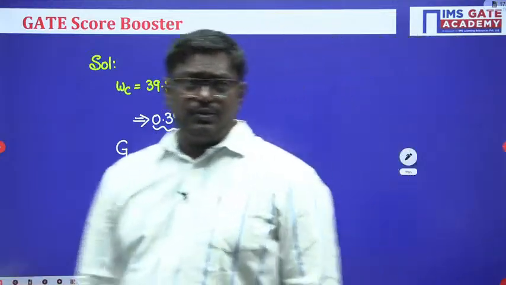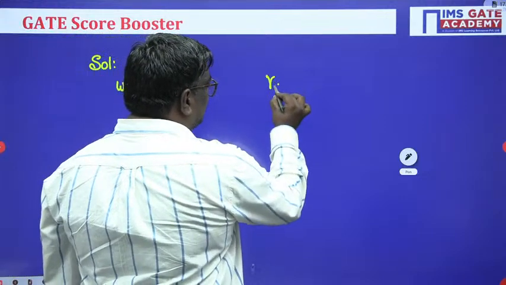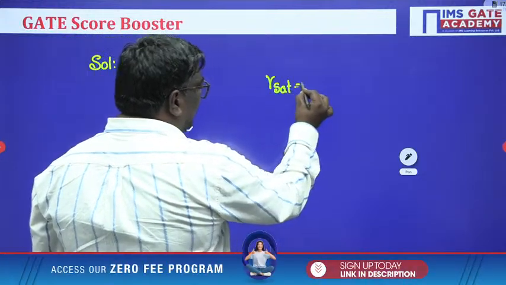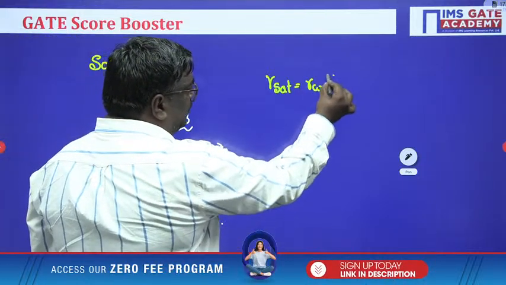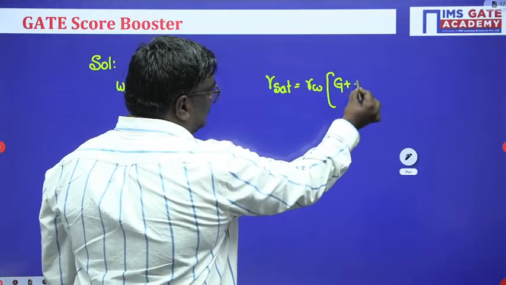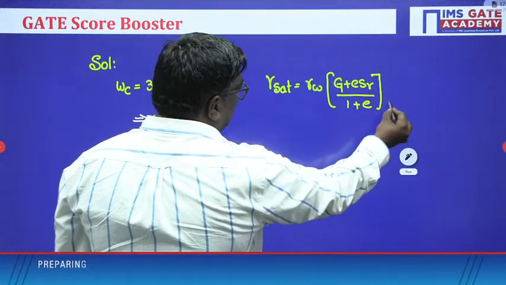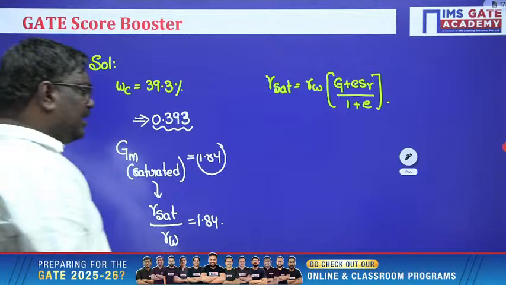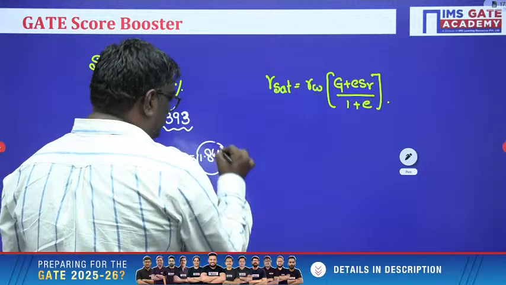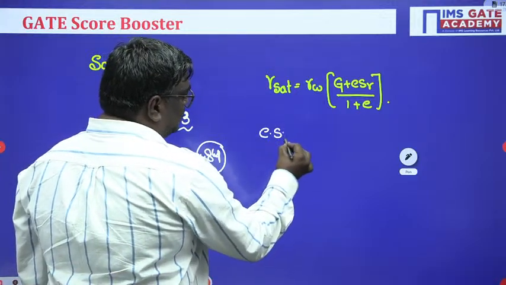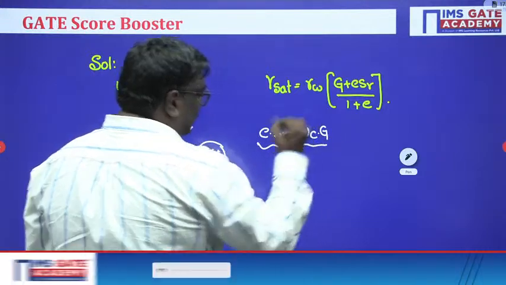Now, my dear students, what is the formula for saturated unit weight? If I talk about the formula for saturated unit weight, gamma sat can be written as what, my dear students? Gamma sat can be written as gamma w into (G plus e) upon 1 plus e. Okay. Now, if you see here the question, students, e into Sr is equal to water content into G. This is another formula where you will come across.